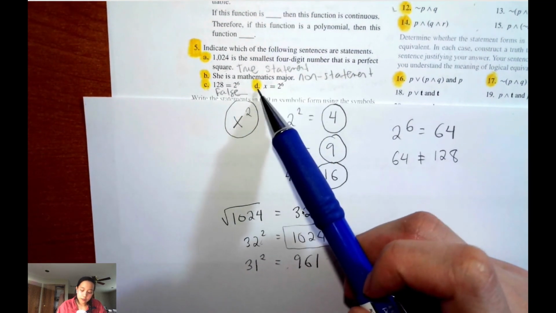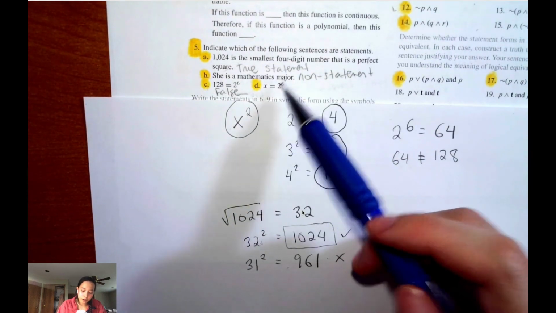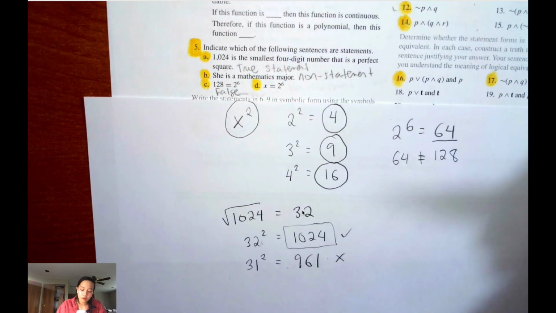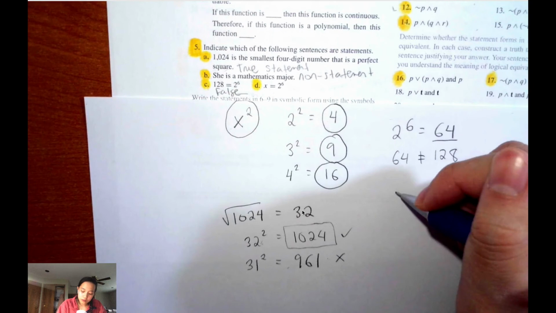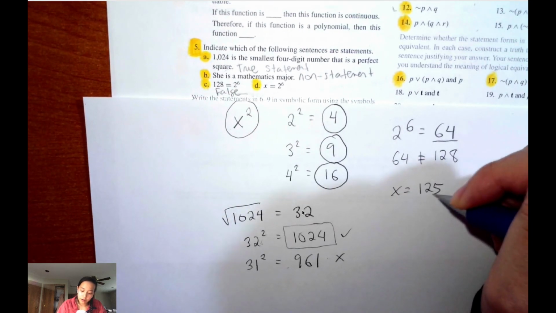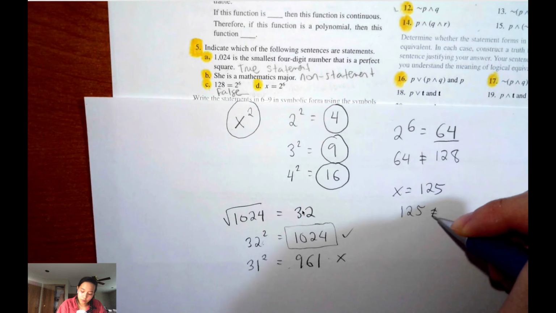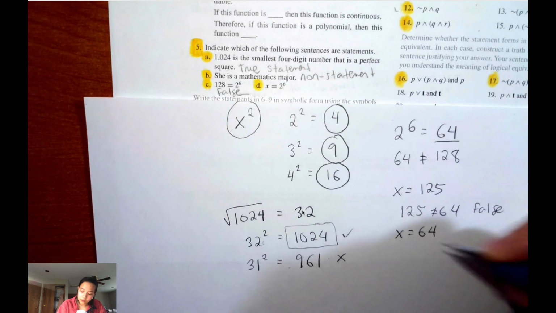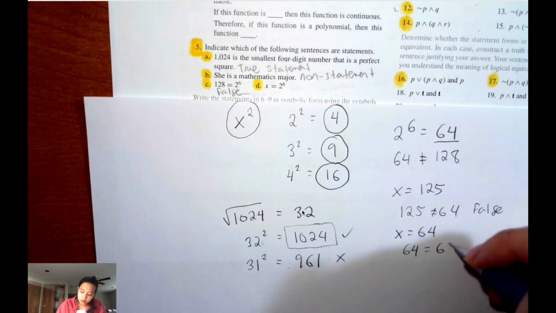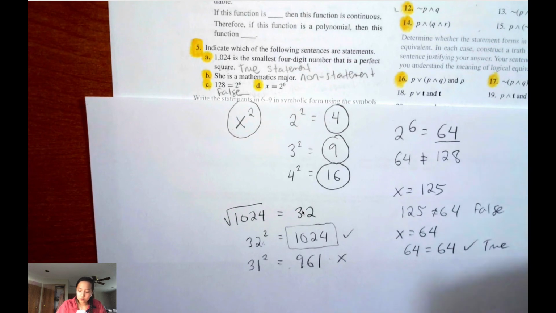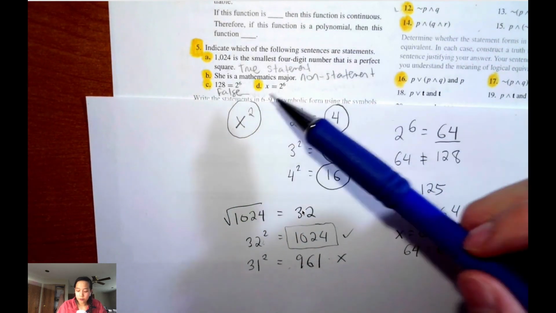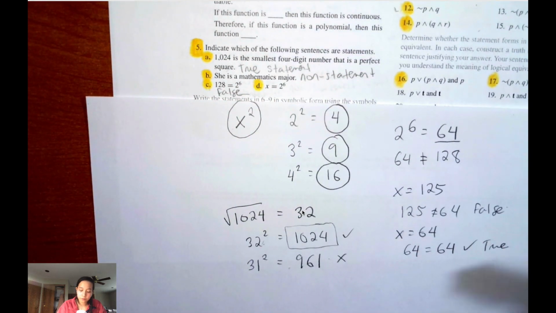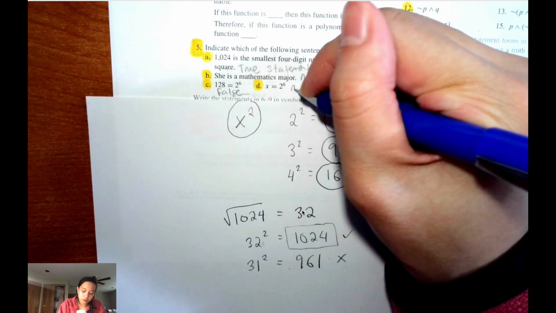Okay, so let's try 5d now. x equals 2 to the 6th power. So we just saw that 2 to the 6th power is 64, and we don't know what x is. x could be 125. Well, 125 is not equal to 64, so that's false. But x could also be 64 itself, and 64 is equal to 64. True. So depending on what x is, this expression could be either false or true. So therefore, this is also a non-statement.